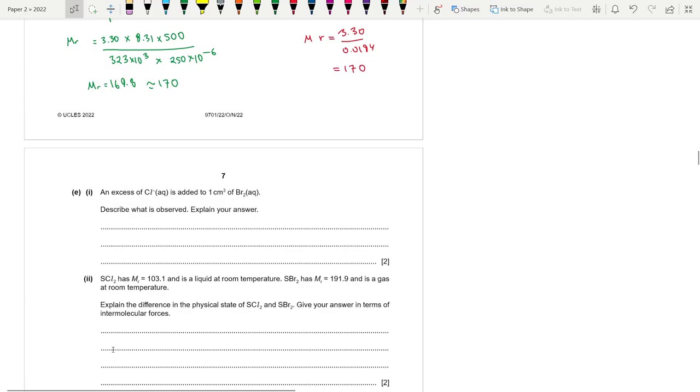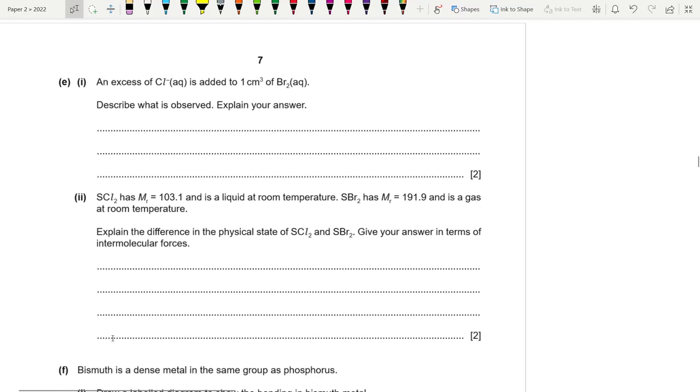So for this question, an excess of chloride is added to 1 cm³ of bromine. So chloride is basically chlorine. This is fluorine, chlorine, bromine, iodine. Chlorine is a stronger oxidizing agent than bromine, right? So bromine can't really oxidize chloride. Do you guys understand? To oxidize a halide, you have to be above it. Okay.